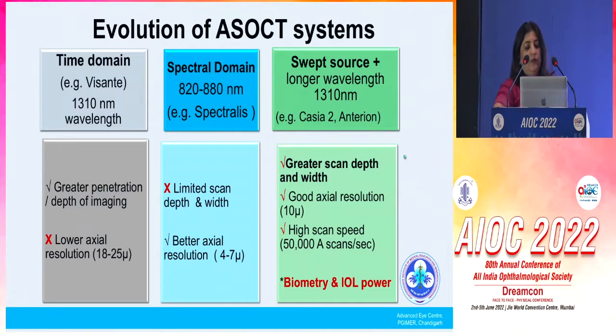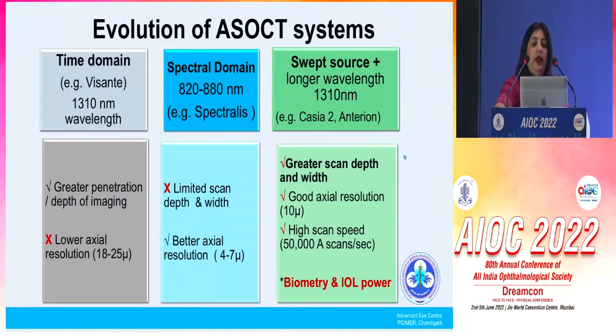As we understand, we need to understand the evolution of the OCT systems, and the OCT systems have evolved from the time domain, which had a greater penetration and depth of imaging. So you could see a wider area, but consequently they had a lower axial resolution. This was followed by the spectral domain OCT, which are still very much in use. These have a lower wavelength, and hence they have a limited scan depth and a limited width. But the advantage of this is that they have a better axial resolution.